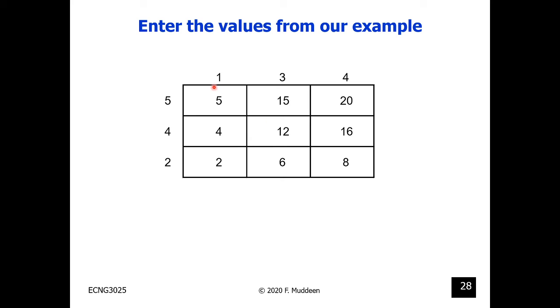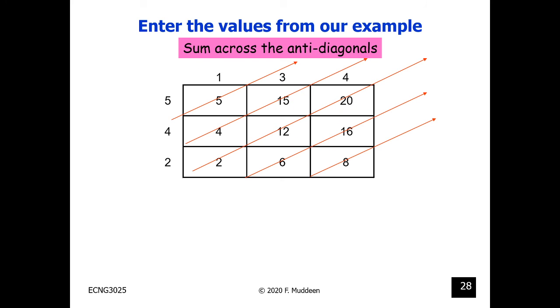After we put in our x signal here, because our x signal is 1, 3, 4 and our h signal was 5, 4, 2, we then multiply accordingly to get each one of these. So 1 by 5 will give us 5, 5 by 3 is 15, 4 by 5 will give us 20, and so forth. After we fill the table, we then sum across the anti-diagonals in order to get our output sequence.